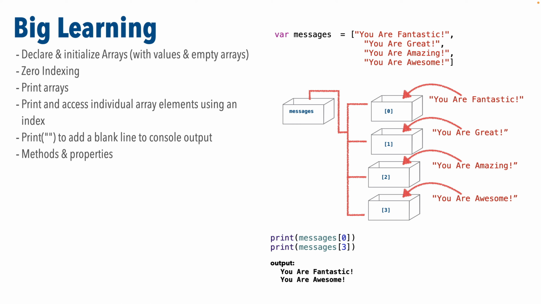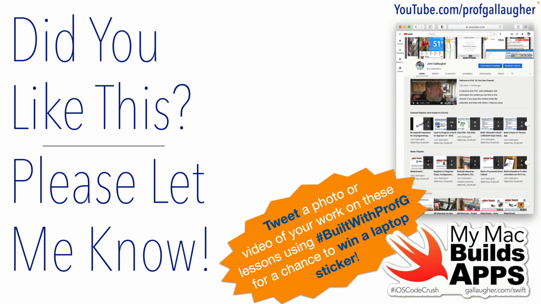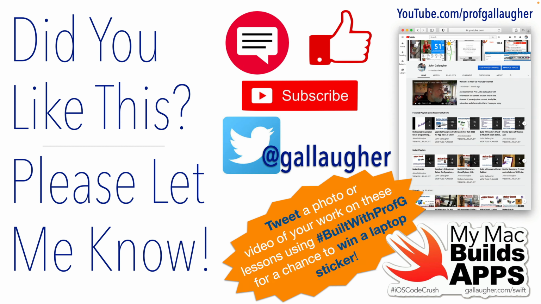We learned about methods and properties. We used the array.count property. We committed the index out of range error and now understand why it happens, as well as how we might think about fixing that error. We learned to add elements to an array using the append method, the plus operator, and the insert method. And we learned how to remove elements from an array. Your Swift and app building skills are accruing. Feel good about what you've accomplished and keep at it.